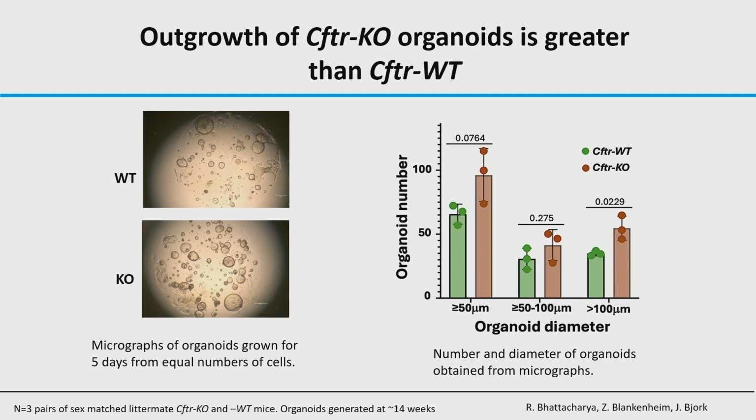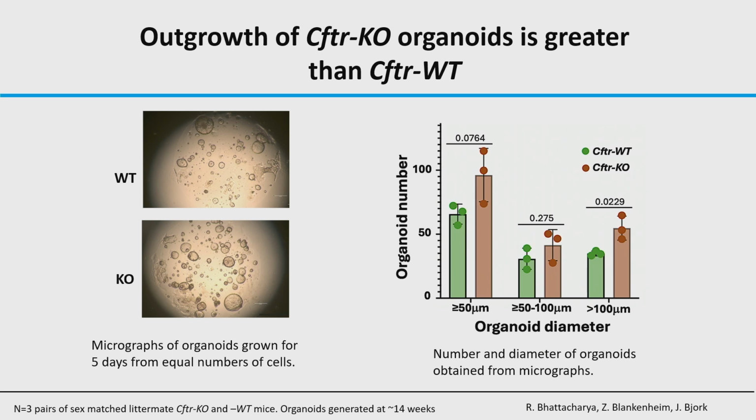organoids were dissociated to single cells. Equal numbers of cells were plated, and they were grown out for 5 days. And at the end of 5 days, the images were counted to determine the size and the area and the number of organoids.